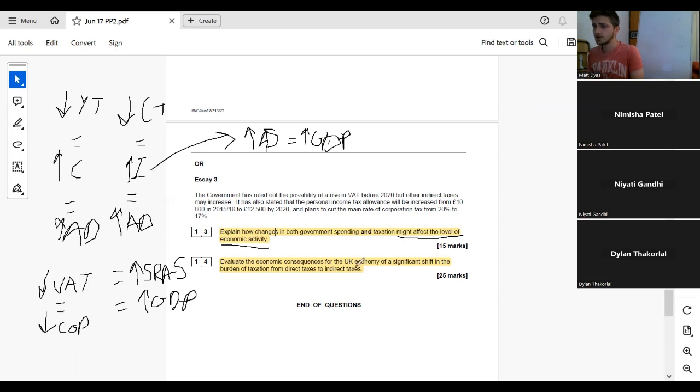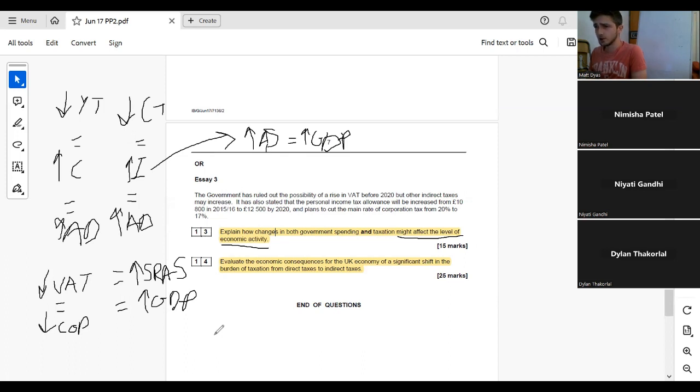So there's so much here. You could do 2 of these in a lot of detail, 3 or 4 of them in not as much detail. Throw in some AO2, define government spending, define taxation, give a common sense idea of what economic activity is. You are good to go.